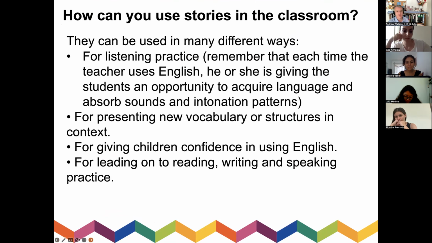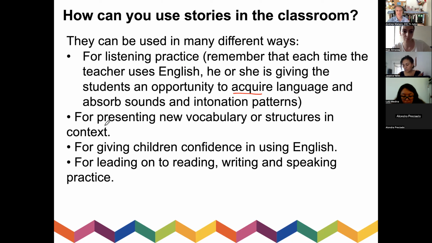How can you use stories in the classroom? You can use them in many different ways. They can be used for listening practice. Remember, each time the teacher uses English, students are getting an opportunity to acquire language and absorb sounds and intonation patterns. So according to the natural approach, it's important that students receive a lot of comprehensible input in order to acquire language. Not so much learn, but acquire, like pick it up. So they need lots of exposure.